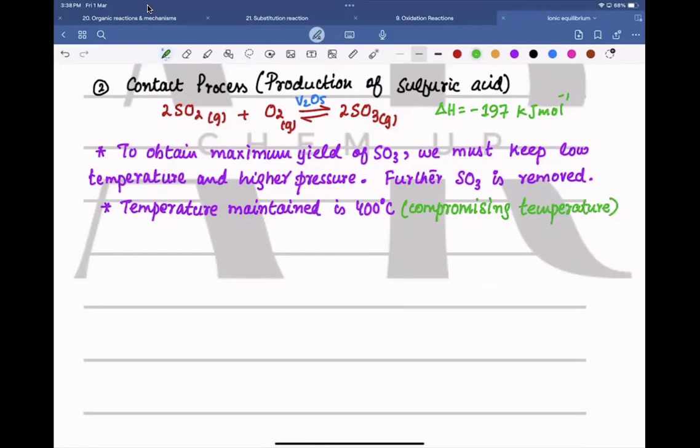We are compromising on the temperature conditions. Is this understandable to all of you? Yes, sir.